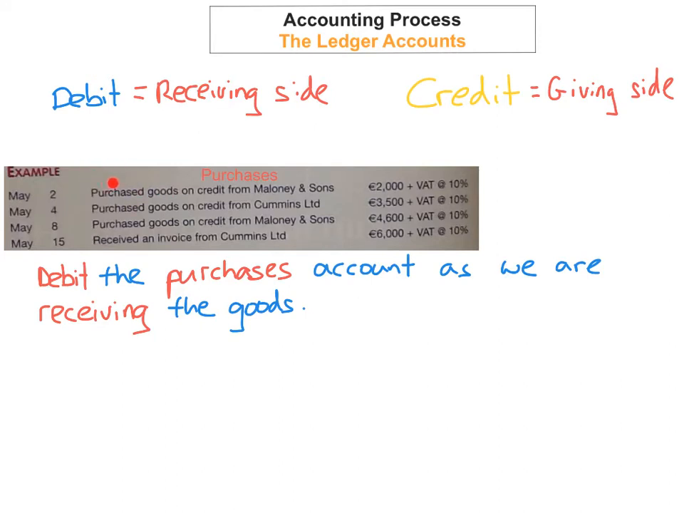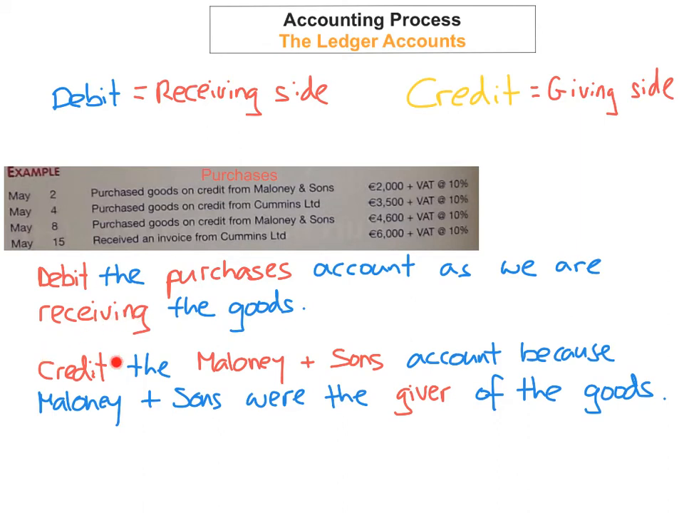We purchased the goods on credit from Maloney and Sons, so we're going to debit our purchases account because we are the ones receiving the goods. Our business bought from Maloney and Sons, so we are the receiver of the goods, and therefore we debit our purchases account. Who's the giver? Maloney and Sons are the giver because they're the ones giving the goods to us. So we're going to credit the Maloney and Sons account because they are the givers of the goods.